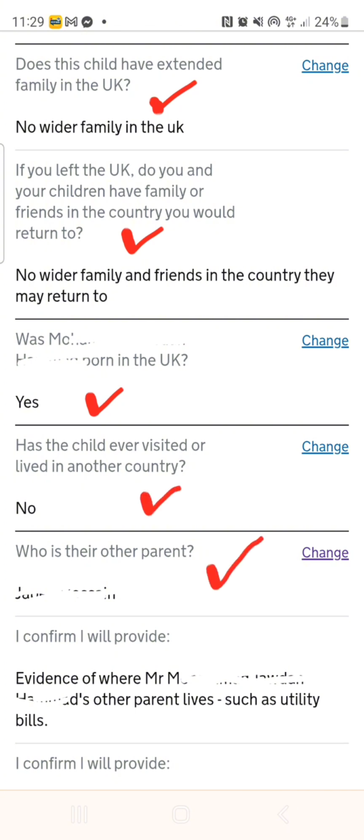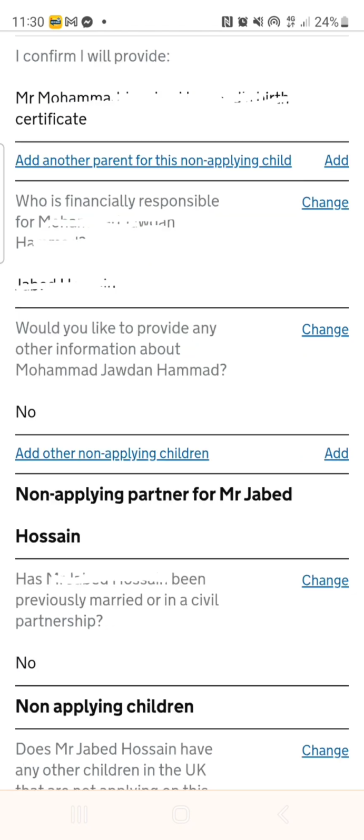Was my child born in the UK? Yes. Has the child ever lived in another country? No. Who is your other parent? This is the partner details. I confirm I'll provide my child's certificate.